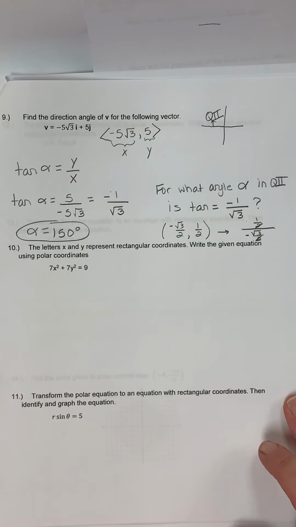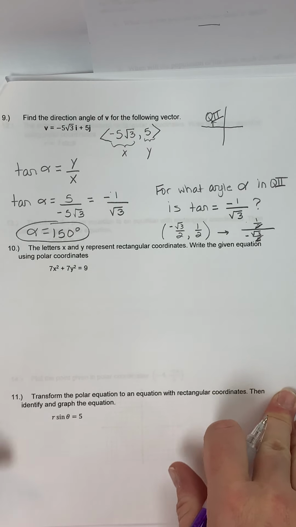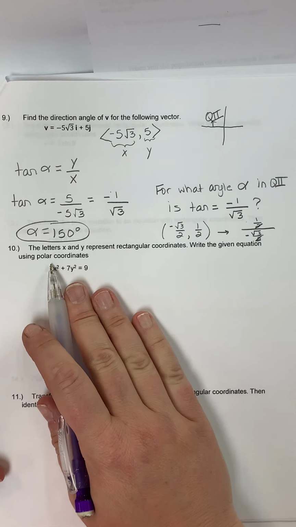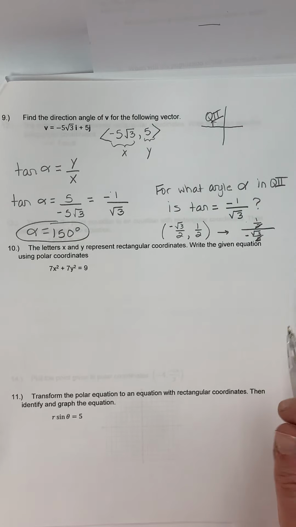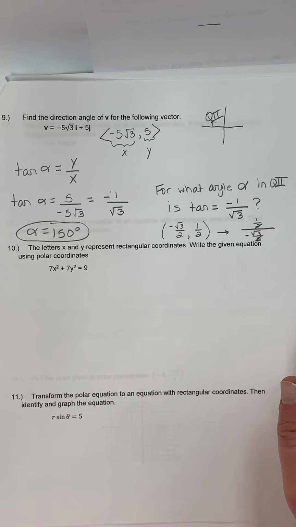Now we're going to start going back and forth. We're going to stop with vectors. That's all your vector material. We're going to go back and forth between polar equations and rectangular equations. Remember, rectangular equations involve only x and y. Polar equations involve r and possibly a theta.